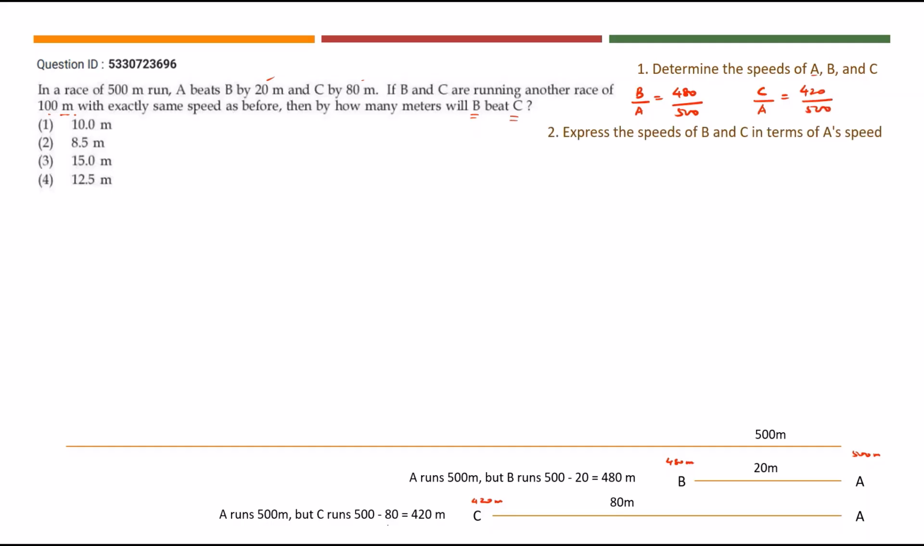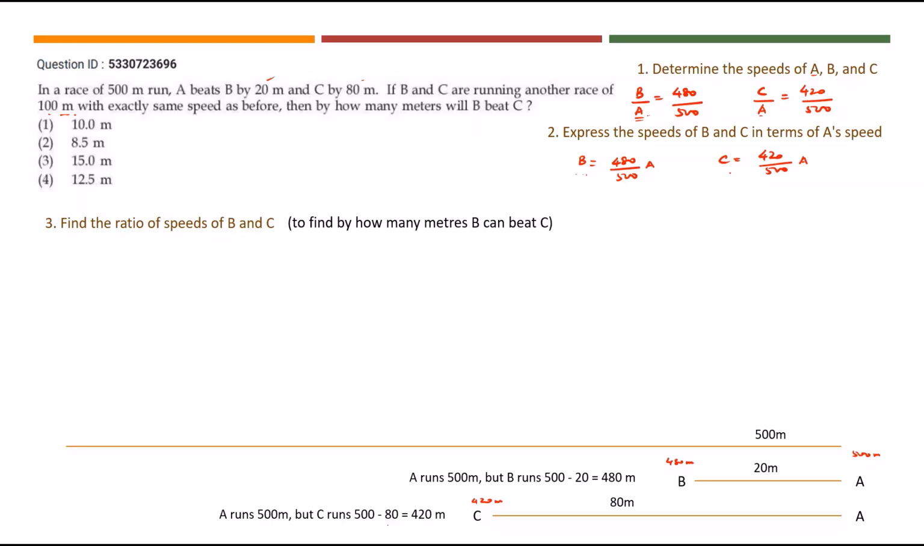The second step is, express the speeds of B and C in terms of A's speed. How do we do this? We have to bring A to this side. So B is equal to 480 by 500 into A and C is equal to 420 by 500 into A. What is the next step? We have to find the ratio of speeds of B and C. This is to find by how many meters B can beat C.